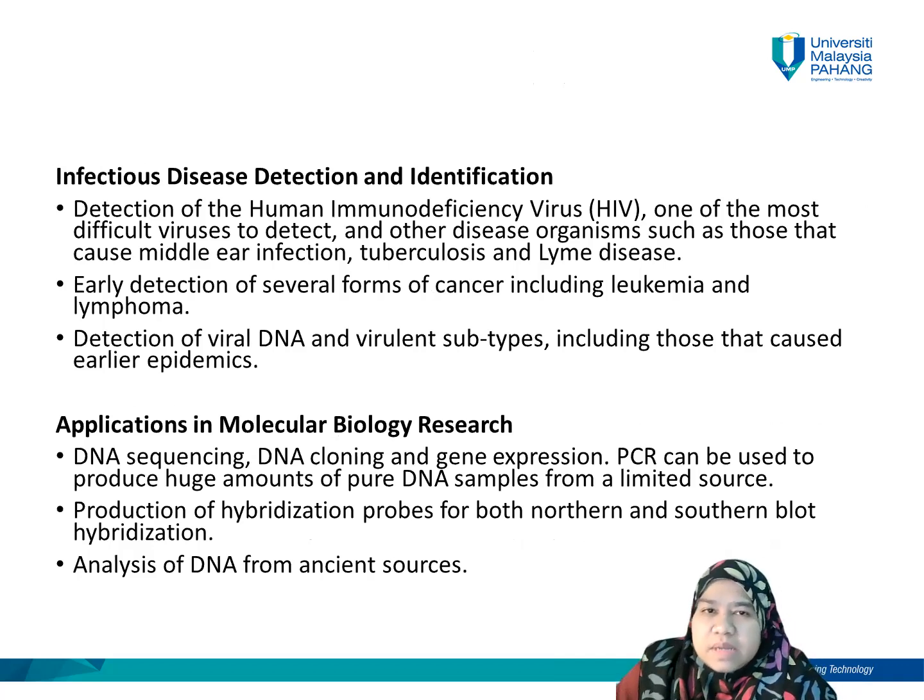Infectious disease detection and identification, in terms of the viruses, to detect, you can use the PCR. PCR is a very sensitive and also very convenient way to detect the viral loads in the sample, as well as in the very limited amount of template available. And other disease organisms, such as those that cause middle ear infection, tuberculosis, or Lyme disease. Early detection of several forms of cancer, including leukemia and lymphoma.